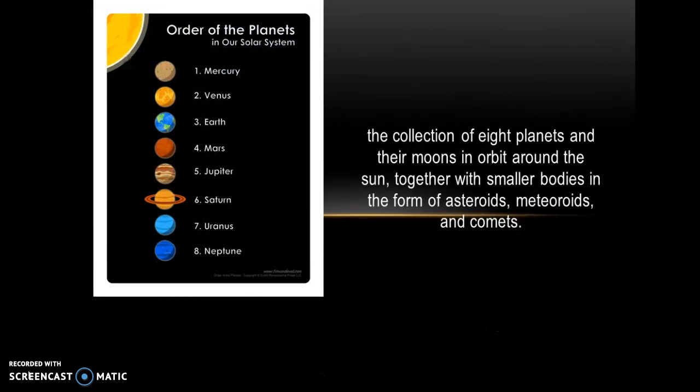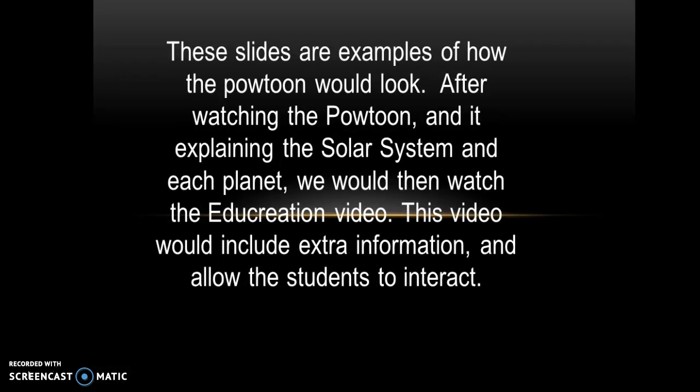Next, we would discuss the solar system, the planets in the order that they go. And the solar system is the collection of 8 planets and their moons in orbit around the sun, together with smaller bodies in the form of asteroids, meteoroids, and comets. These slides are just a few examples of how the Powtoon would look.